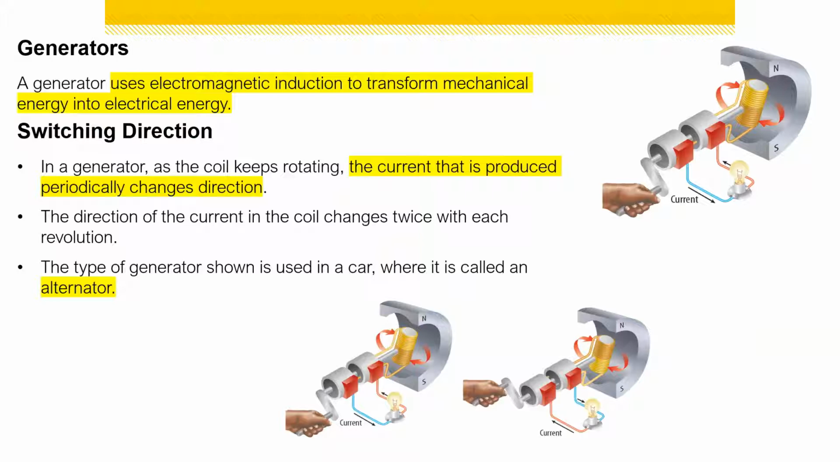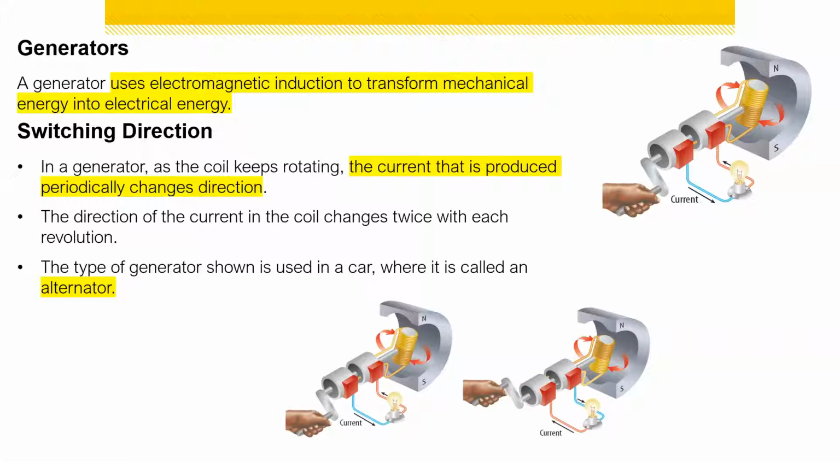Okay, so let's talk a little bit about generators. A generator uses electromagnetic induction to transform mechanical energy into electrical energy. So how does it do this? Well, you can write this down in your notes, and I'm going to give you a second or two to do this, but then I want to show you what this looks like. In a generator, as the coil keeps rotating, the current that is produced periodically changes direction.